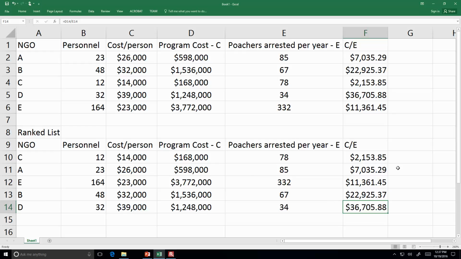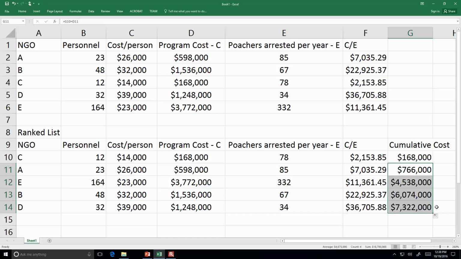So what these all represent is the number of dollars in salary they're paying each year for each poacher that's arrested. And so we need to have a final column that's the cumulative cost. The first year is just going to be the program cost of option C. Then the next one is going to be the previous program's cost plus the cost of the next one. So A is Helping Hands, so the sum of those two together, and we can just drag this down. So if we were going to try and fund all of them, it would take $7.3 million.